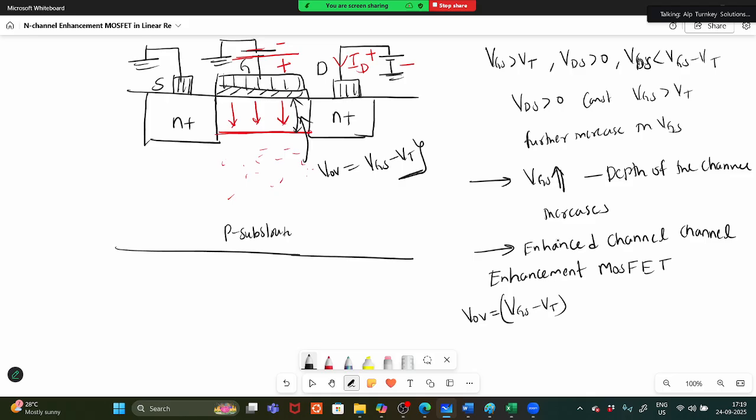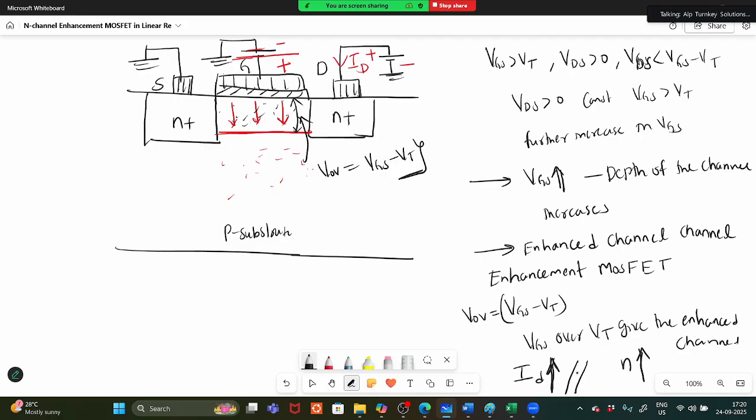So here, VGS over VT gives the enhanced channel. As the number of electrons increases in the channel, the depth of the channel increases. The channel is coming towards the p-type substrate. As the number of electrons increases, ID also increases.